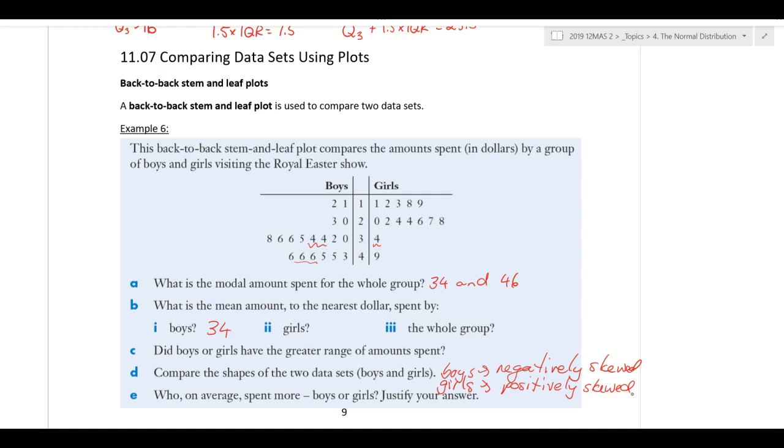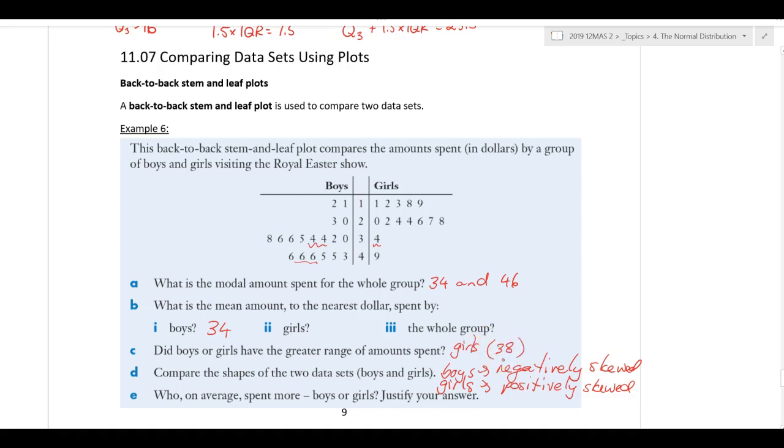And on average, who spent more? Look, I think at a glance we'll be able to say, oh, sorry, we forgot to do the range here. So the boys' range is from 11 to 46, which is a range of 35. The girls from 11 to 49. So the girls have a greater range. 49 minus 11 is 38.